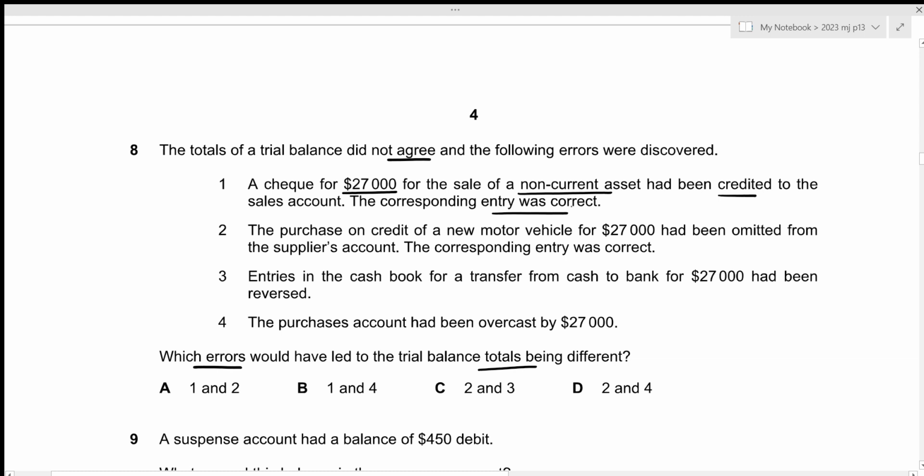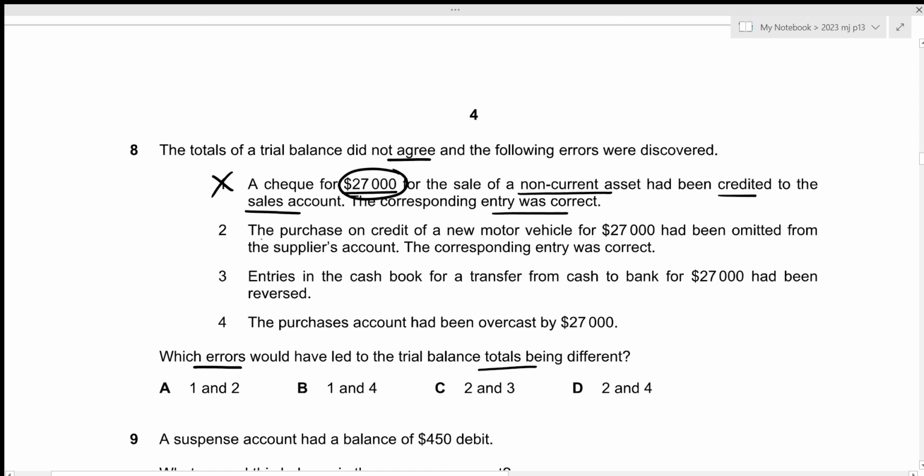So this will not result in the trial balance totals being different, because remember that check of 27,000 for the sale of non-current asset is our income which had been credited, and we credit all of our incomes, but this had been done to a different account. But it does not matter because the totals will still remain the same.